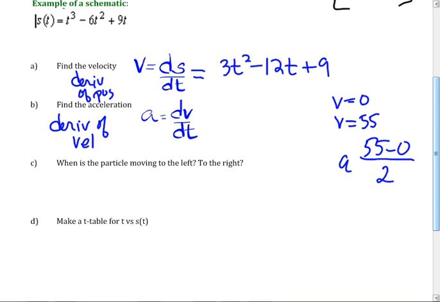Your instantaneous acceleration is the derivative of this. What's the derivative of that? 6t minus 12. It's the derivative of the velocity. So I just have to take the derivative of 3t squared. It's the change in your velocity divided by your change in time. These are what we call rates of change.